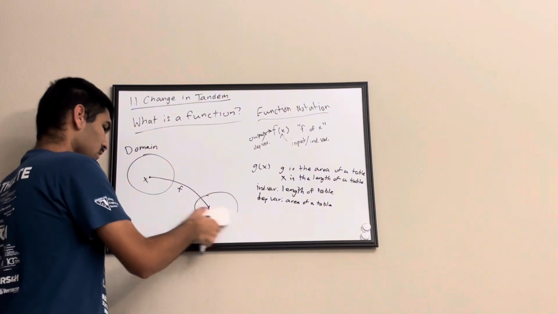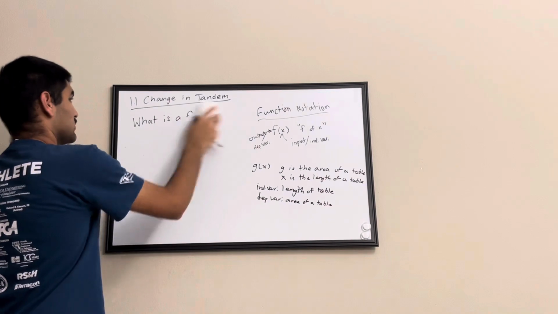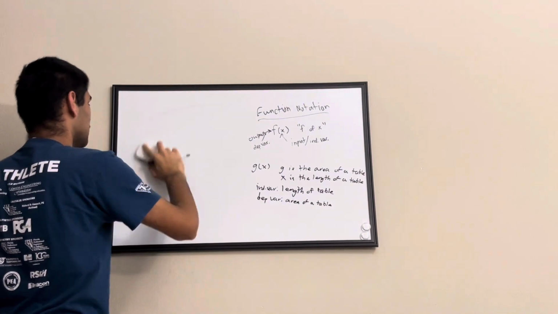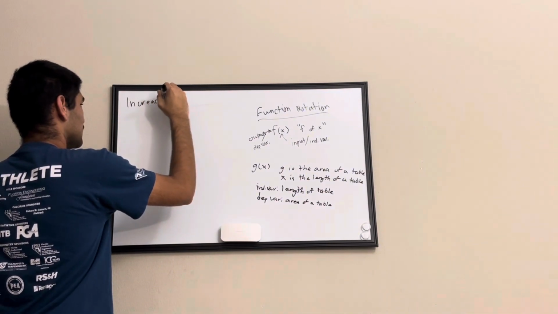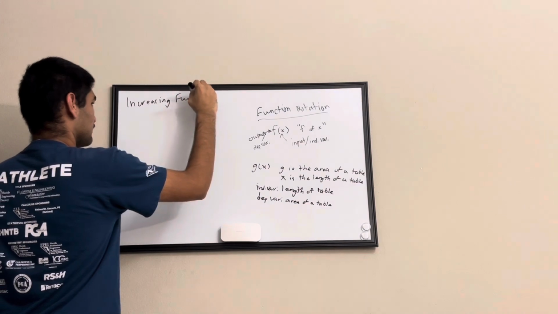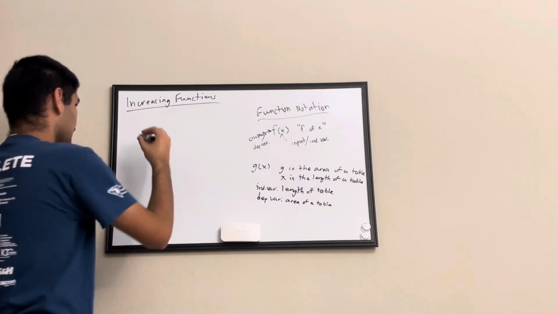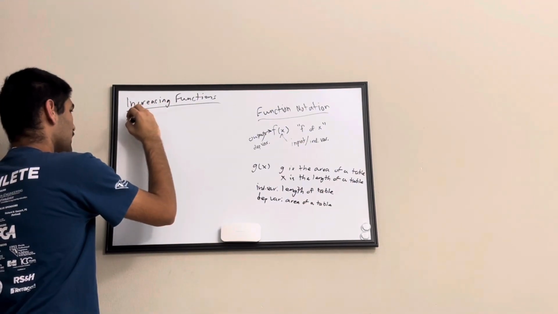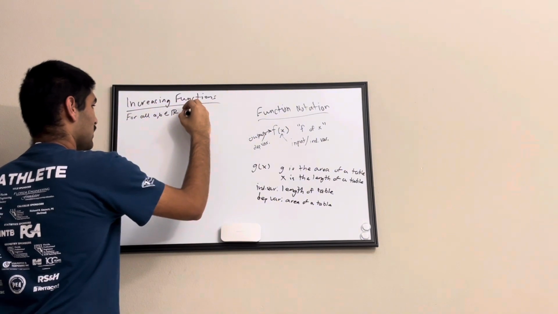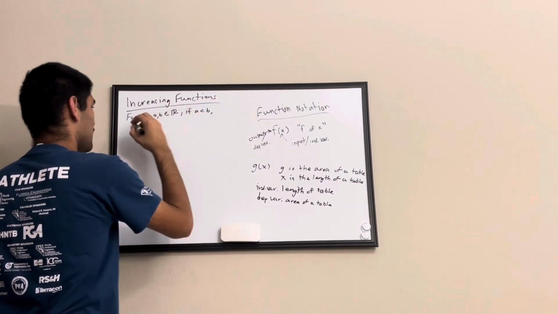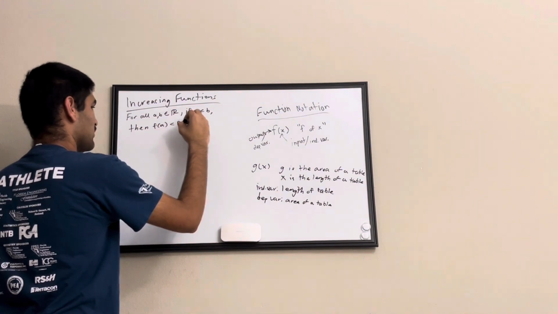All right, so now let's get into increasing and decreasing functions. Let's start with increasing functions. The formal definition of an increasing function is: for all a and b in the real numbers, if a is less than b, then f of a is going to be less than f of b. Right, so that's the definition of an increasing function.